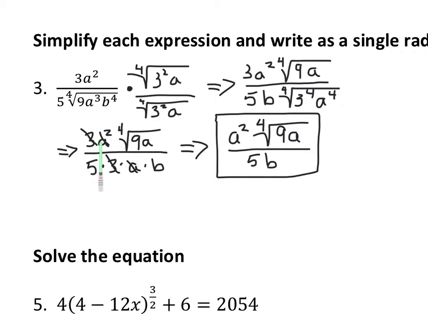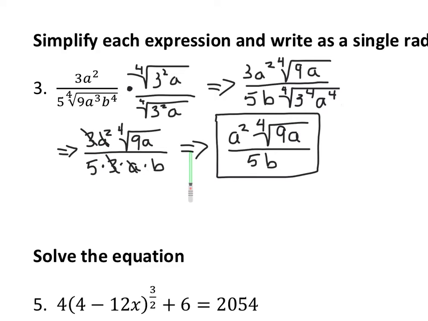I have my 3a squared, 4th root of 9a, which is what I had up here. And then in the denominator, I'm going to have 5 times the 3 that I take out from this radical, times the a that I take out from this radical, times the b that I took out earlier. So what I can do here at this step is I can go ahead and simplify this fraction. I can reduce the 3's, and I can reduce 1a, because I have a squared over a. So I can reduce by one of those a's.